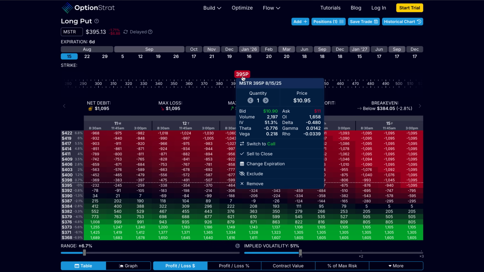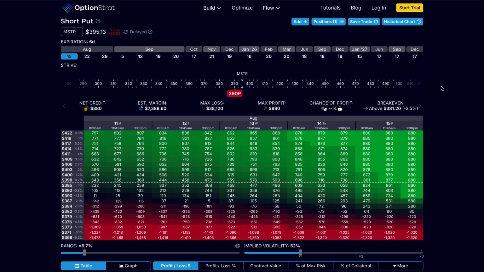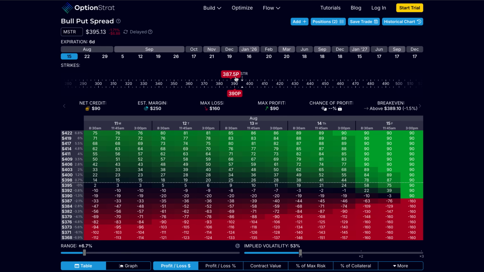So we would come in and, again, determine what price we believe the stock will be above at expiration. So again, let's just say we think it's going to be above 390, so we can sell the put there. But again, we don't have $39,000 that we can put up as collateral. So what we can do instead is buy a put and use that as our collateral. So we're going to go ahead and add buy put here. And then remember, we want to buy a put with a lower strike. So we're going to buy the put at 387.50 here.